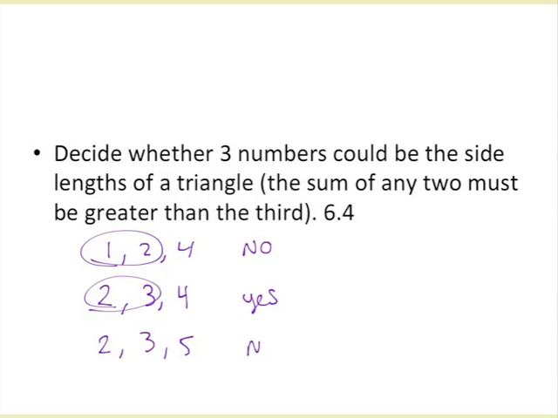No, the rule is it must be bigger than the other one. Equal to is not good enough. So if you add up any two, it must be bigger than the other one. There's our rule for three sides of a triangle: any two added together must be bigger than the other one.